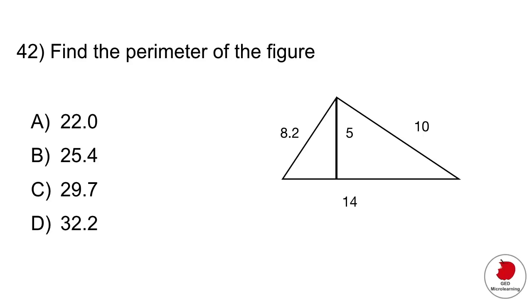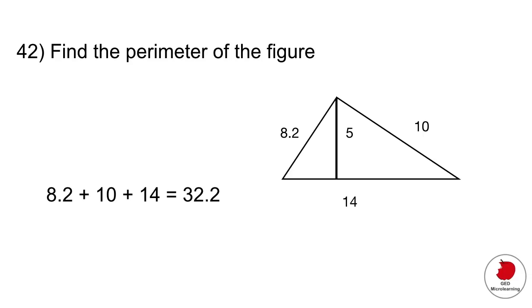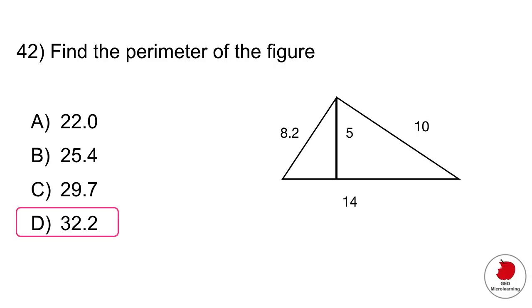Okay, for question 42, we're going to use the same figure, but here the question asks you to look at the perimeter. So remember that the perimeter is the distance around a figure. So if we looked at the perimeter of the square, basically this and this plus this is the perimeter. So that's all you have to do for this question. You basically have to add those 3 sides together to get the perimeter. All right, so that would be 32.2, which is option D.